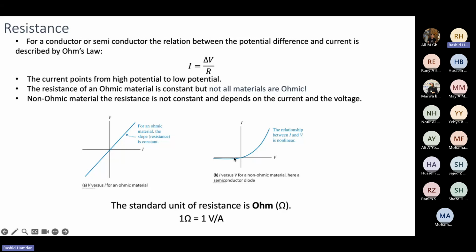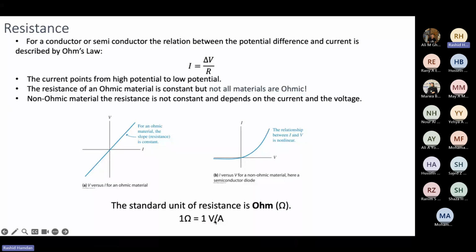So when the voltage is negative, the current is almost zero. But when the voltage becomes positive, it becomes a conductor and we have current through it. So the resistance is measured in the unit ohm, again, after the scientist Ohm. And it's basically 1 ohm is 1 volt per ampere.